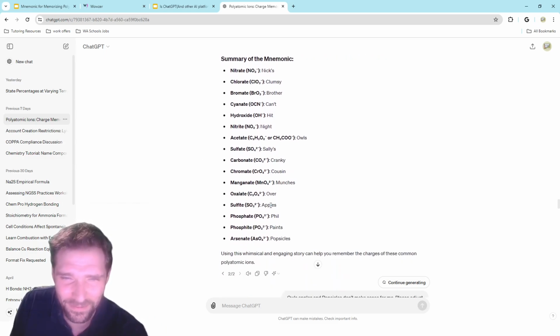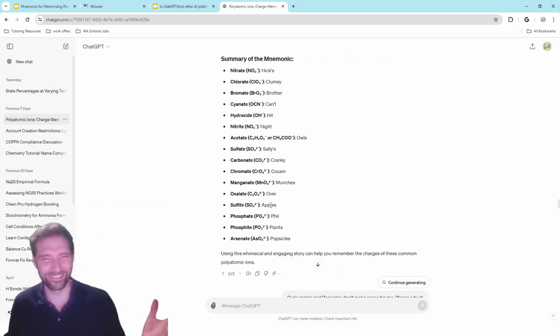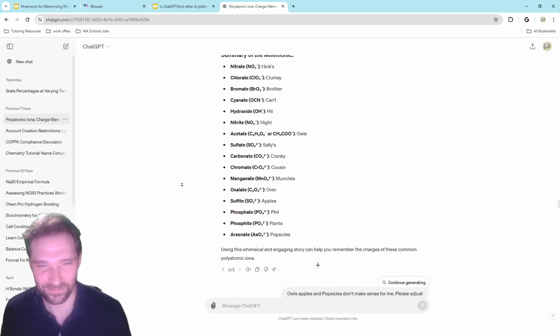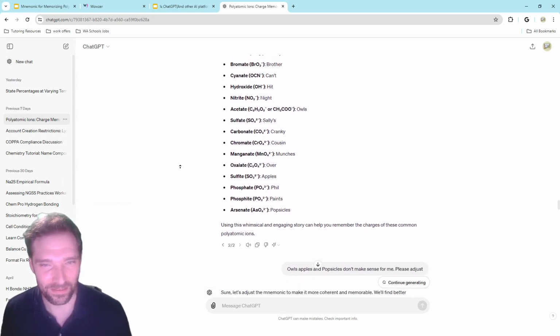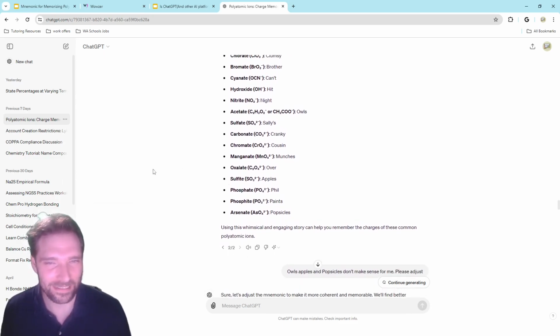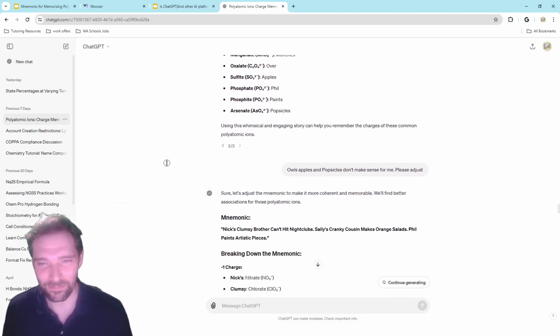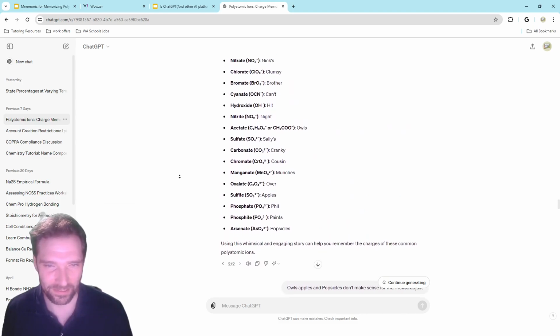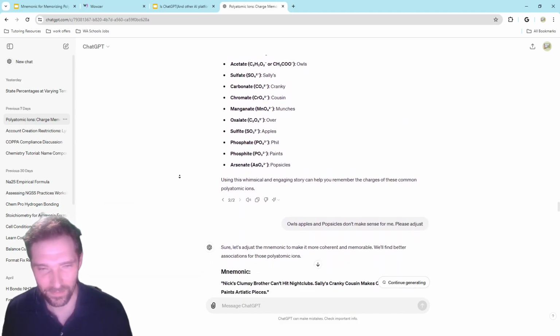But then they've got sulfite as apples. Like, what? Why? It's kind of random. I don't think sulfite in apples. I'm not sure. But if I was thinking apples, that's going to correspond maybe more to like arsenate or something like that.